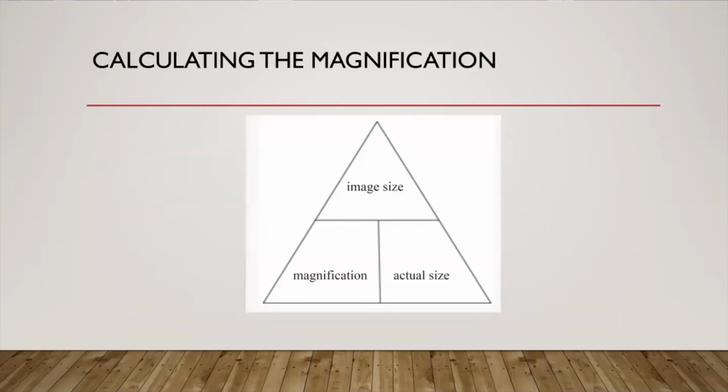So calculating the magnification. So this is a triangle which helps. So we've got magnification, image size, and actual size. A good way to remember this is MIA. So we've got the first letter of magnification, image size, and actual size. So to calculate the magnification, we do image size divided by the actual size. And say we wanted to calculate the actual size, we're going to do image size over magnification.